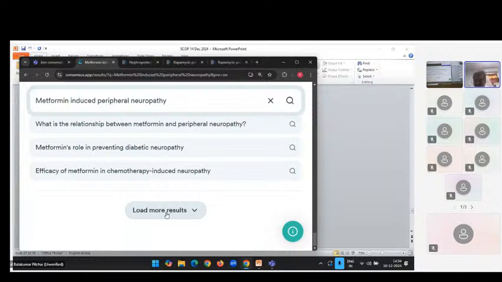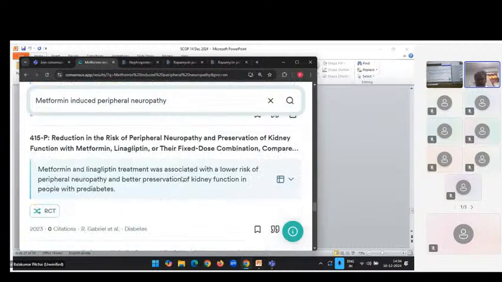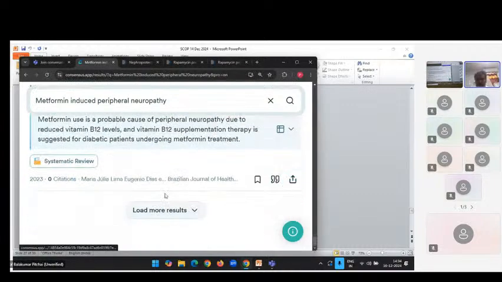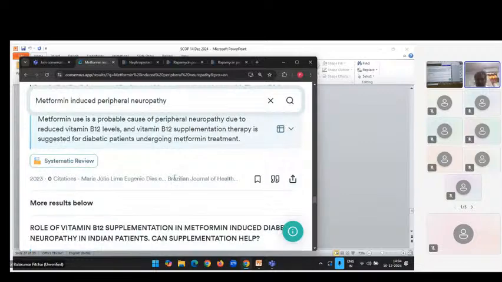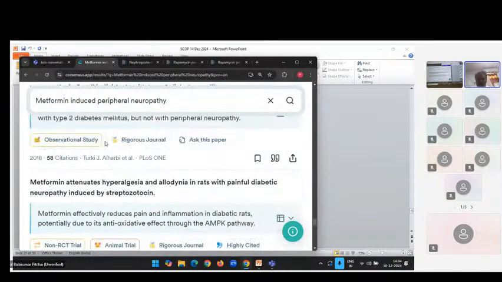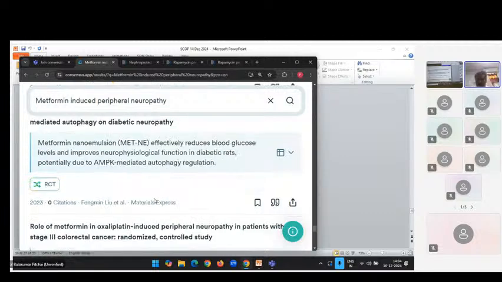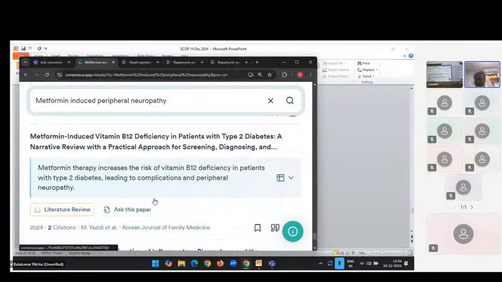It is not only retrieving 10 articles. You just click load more articles. All the articles will come. Again load more articles. All the articles. All are indexed. So see, this one has 58 citations. Look at this one, metformin attenuates diabetic neuropathy. So all the relevant articles will come.